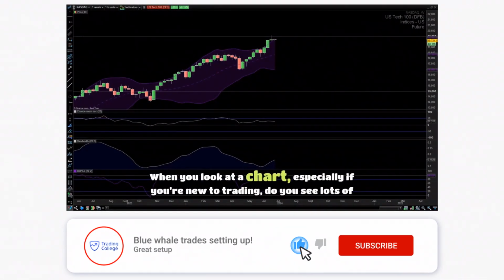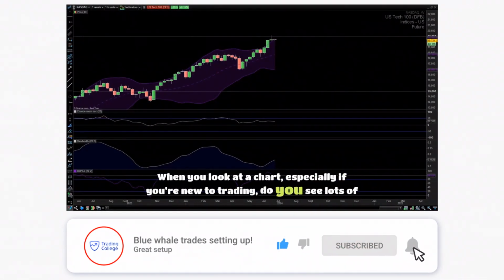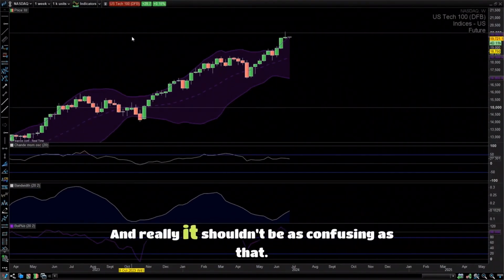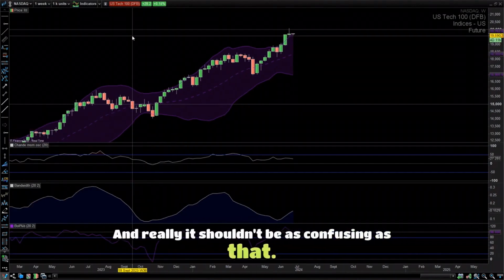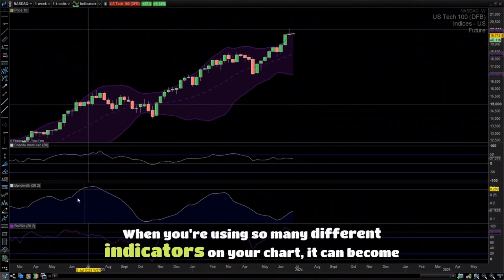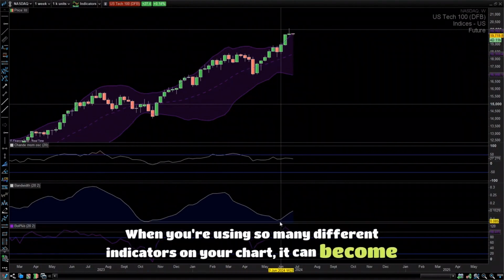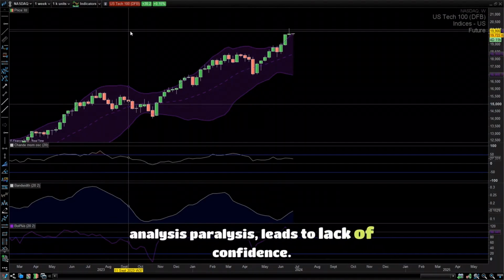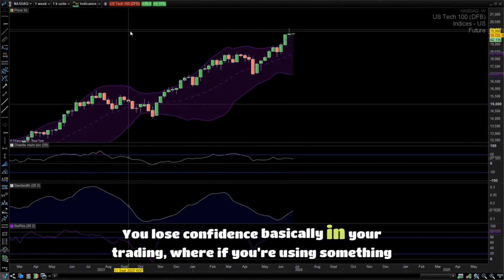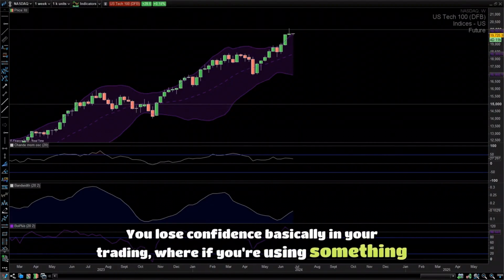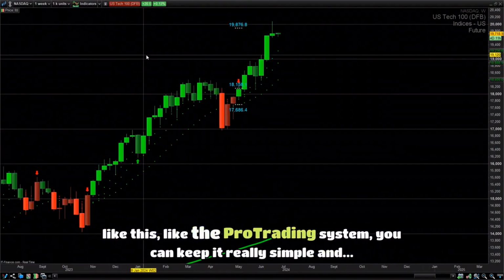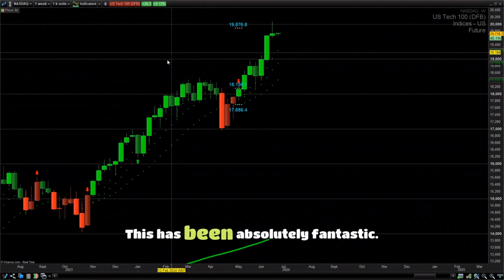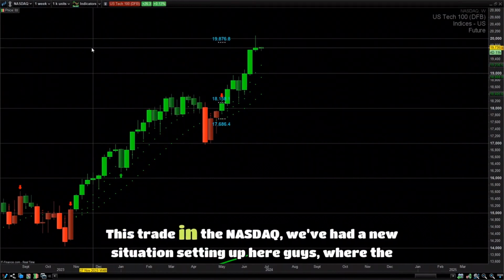When you look at a chart, especially if you're new to trading, do you see lots of confusion on a chart? And really it shouldn't be as confusing as that. When you're using so many different indicators on your chart, it can become analysis paralysis. It leads to lack of confidence. You lose confidence basically in your trading, where if you're using something like the Pro Trading System, you can keep it really simple. And this has been absolutely fantastic, this trade in the NASDAQ.